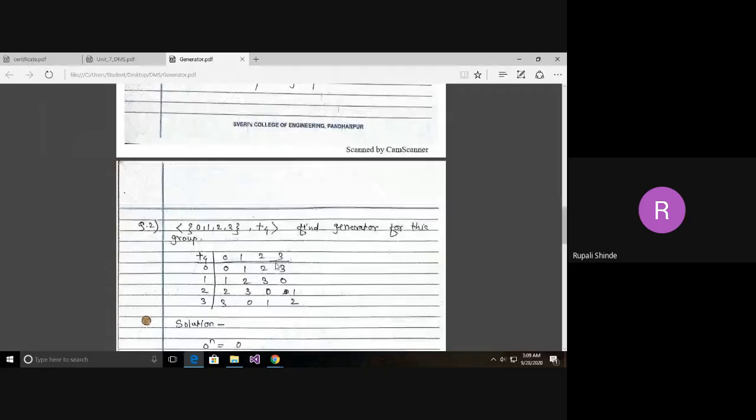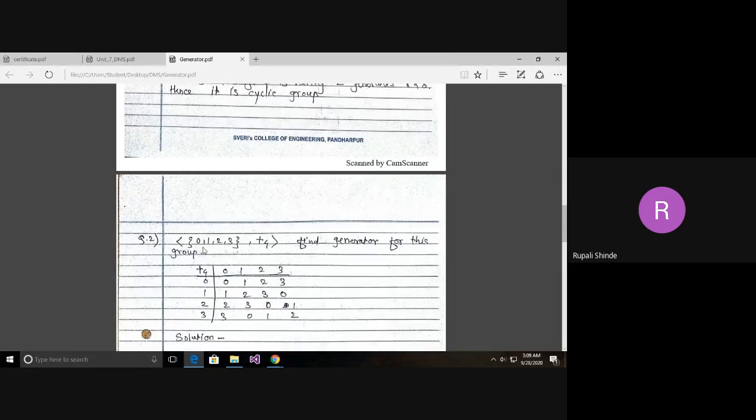So the same example is given in a different format. Here a group is given containing four elements, 0, 1, 2, 3, and the operation is defined as addition modulo 4, where plus with subscript 4 represents addition modulo 4. Now we have to check which one is a generator for this group. This composition table is given to you, but how is this composition table written? What does this plus 4 mean?